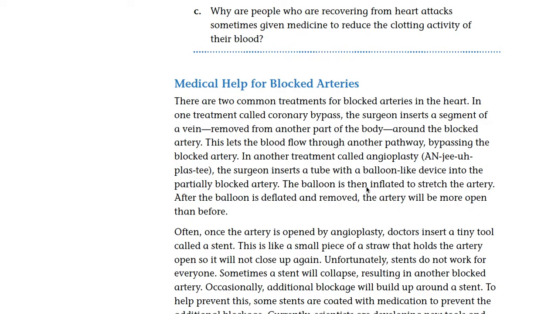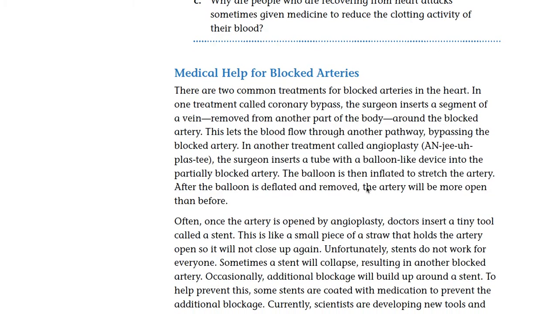Medical help for blocked arteries. There are two common treatments for blocked arteries in the heart. In one treatment, called coronary bypass, the surgeon inserts a segment of a vein removed from another part of the body around the blocked artery. This helps the blood flow through another pathway, bypassing the blocked artery.